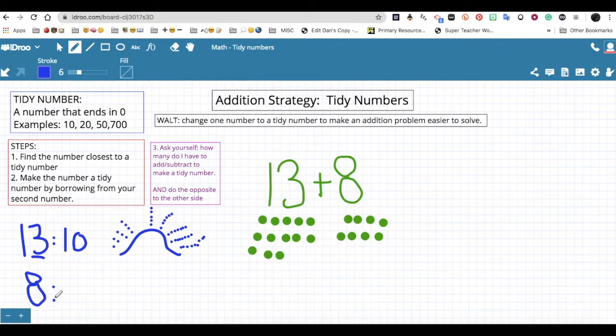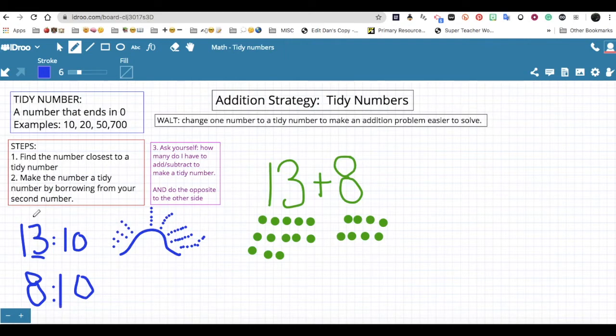Now the closest number for 8, remember if I stopped at my 8, I would have to keep going, so the closest number would also be 10. So one time I'm having to subtract, other times I'm having to add. So now I want you to pause the video and I want you to figure out for me which number is closest to a tidy number. Is it 13 or is it 10?